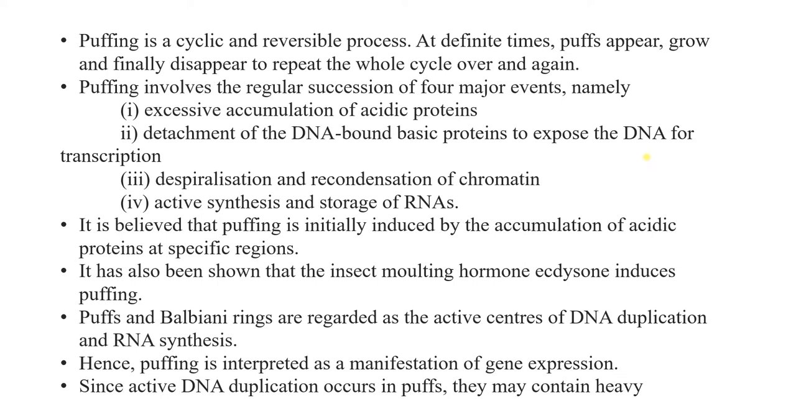It is believed that puffing is initially induced by the accumulation of acidic proteins at specific regions. It has also been shown that the insect molting hormone ecdysone induces puffing. Puffs and Balbiani rings are regarded as the active centers of DNA duplication and RNA synthesis. Hence, puffing is interpreted as a manifestation of gene expression. Since active DNA duplication occurs in puffs, they may contain heavy accumulations of redundant and repetitive DNA sequences.